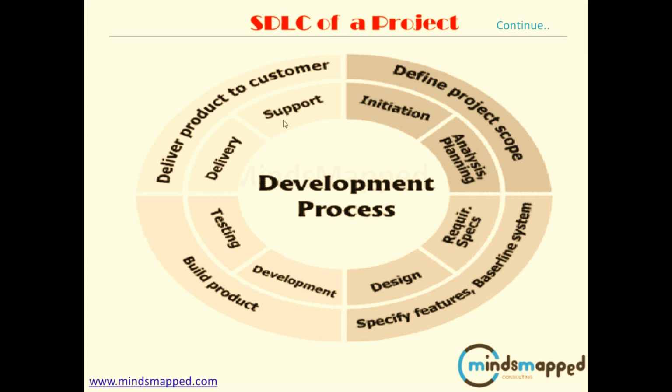And then you would be providing the support. All right. So if you look at the outer circle, there's something called define project scope, where you would be defining the scope, and then specifying the features and the baseline system. This baseline is very important. The baseline is nothing but when you freeze your requirements, those are your baseline requirements. In the earlier phase you were just brainstorming among yourselves about what is required and what is not required. But when you come to this point, you freeze the requirements by sign-off, so that if any further requirements come up, that would be a change request again.